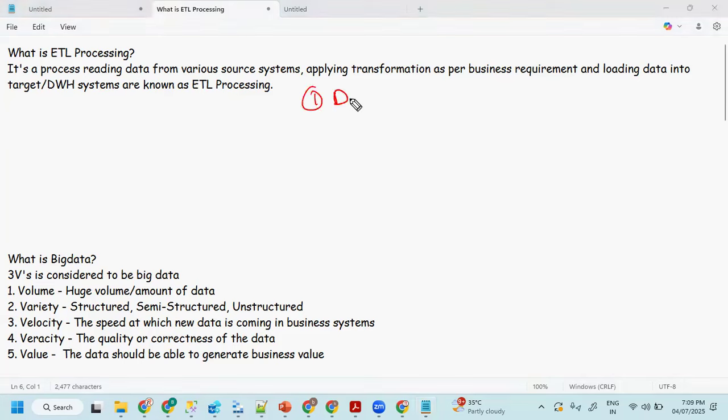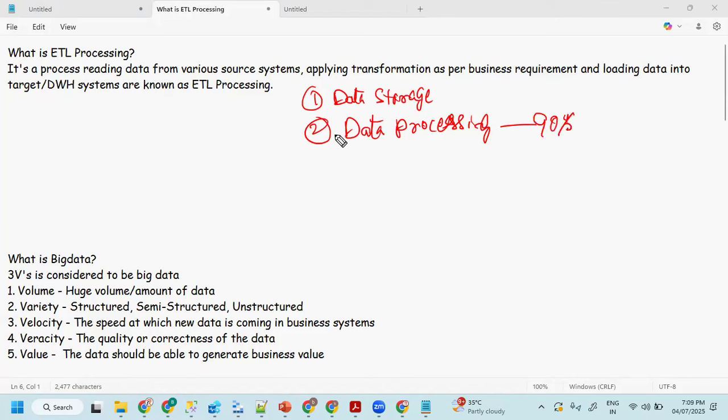One is data storage. We are going to face a problem to store the data, and the other is data processing. These two will be there as part of our journey. 80 to 90% of the time we are going to spend only on data processing. The rest will be data storage and some other activities, scheduling, many things will come into the picture. But most of the time we are going to spend on data processing. So that means we need to know about data processing.